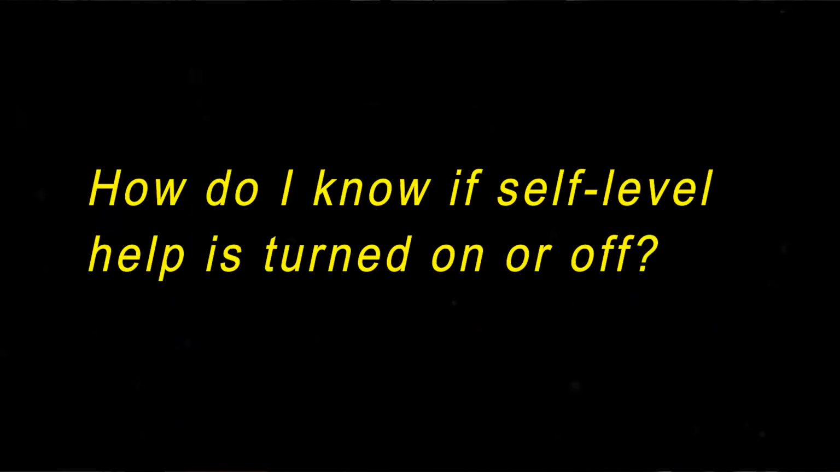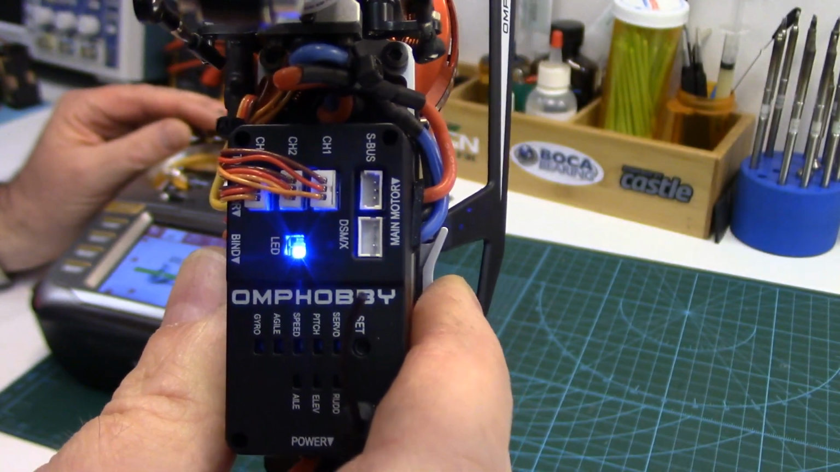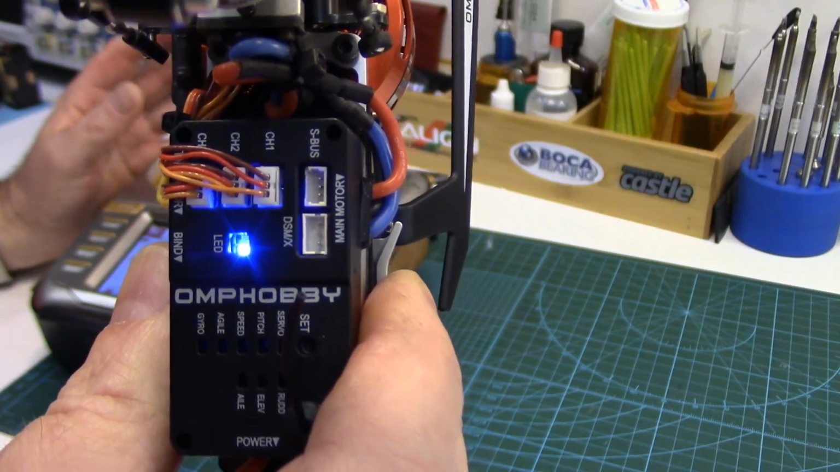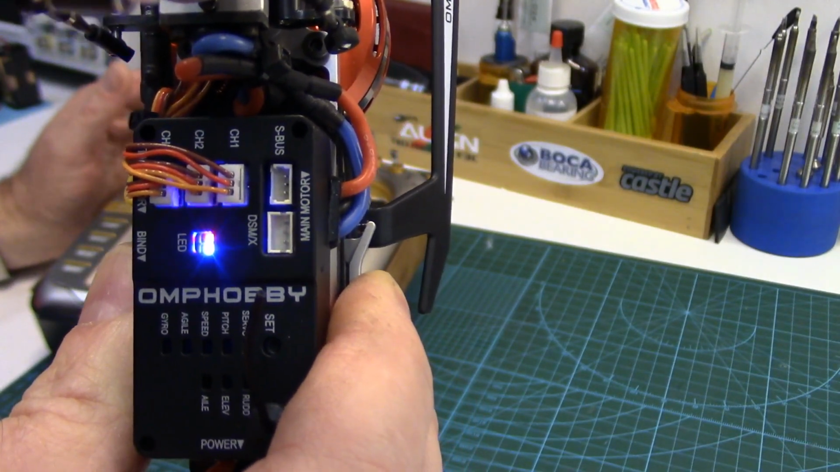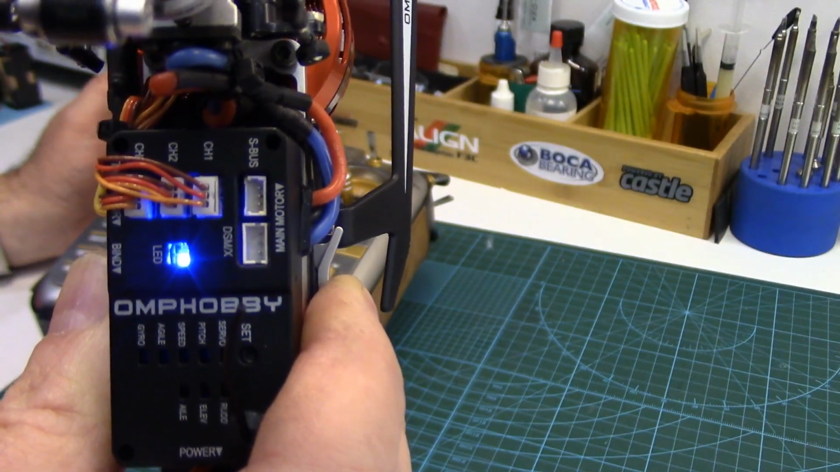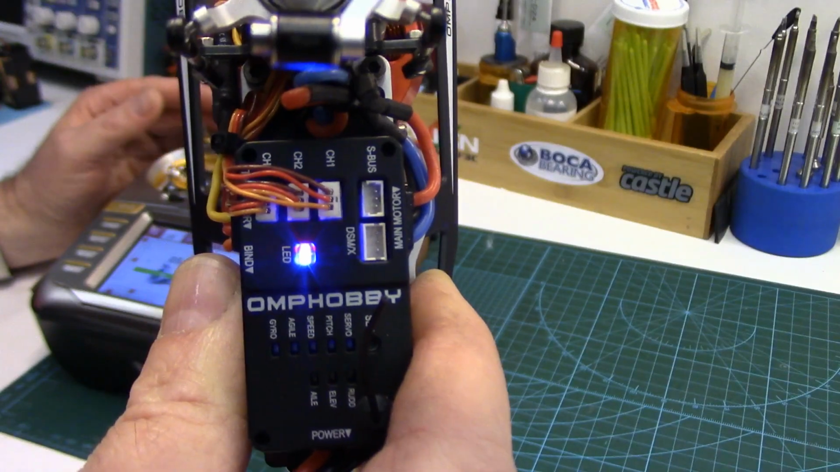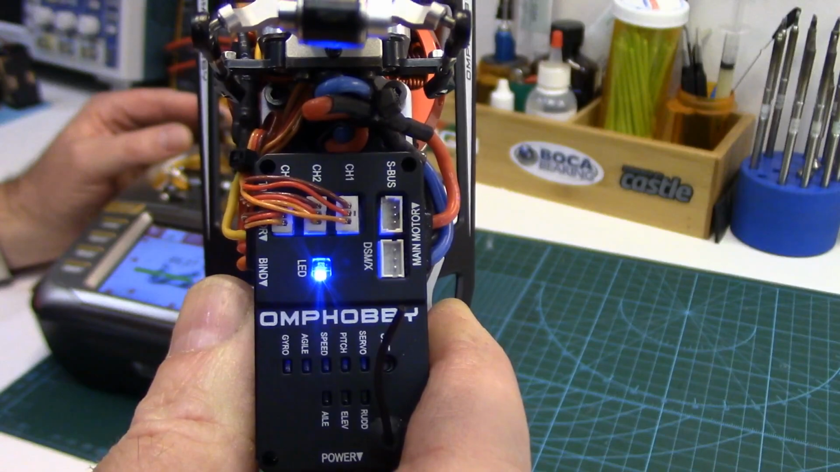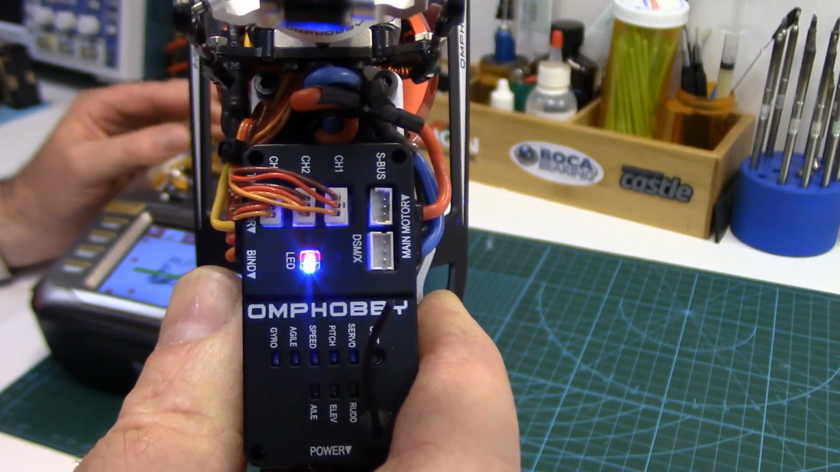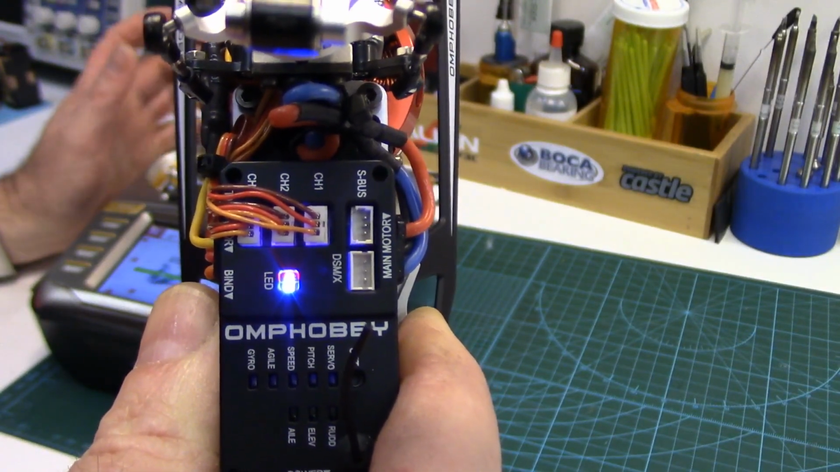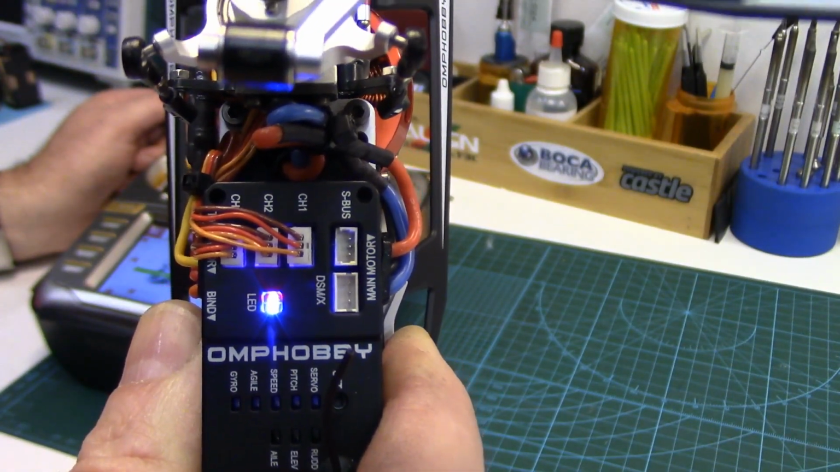Question number 6. How do I know if self-level help is turned on or off? Now this is going to be RC helicopter or flybarless system dependent, but most flybarless systems or flight controllers will have a little visual light to show what stabilization mode you're in. On the OMP here, as you can see, when it's in normal gyro stabilization, the little red LED inside there is flashing red. When it's in self-level mode, the red LED will be solid. And this is pretty typical of quite a few of them.